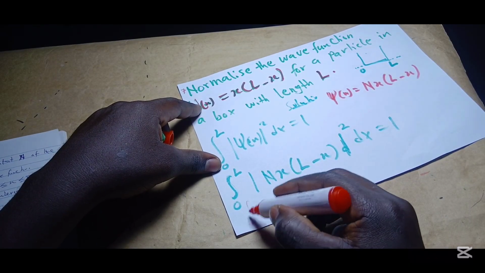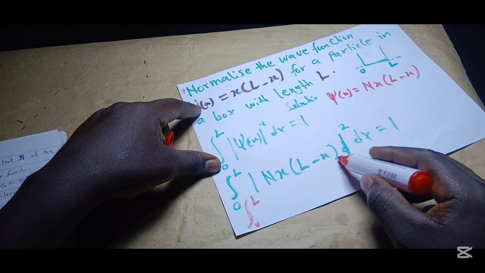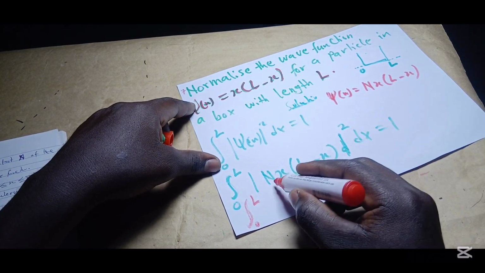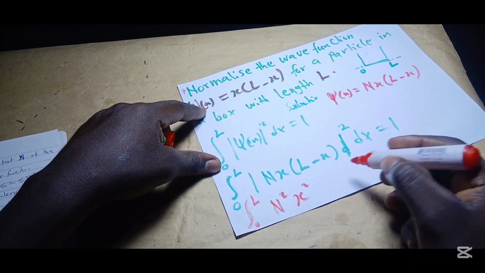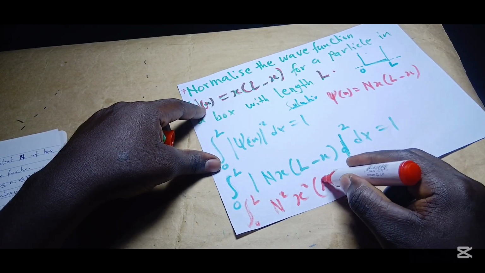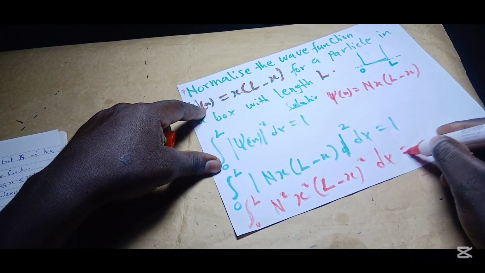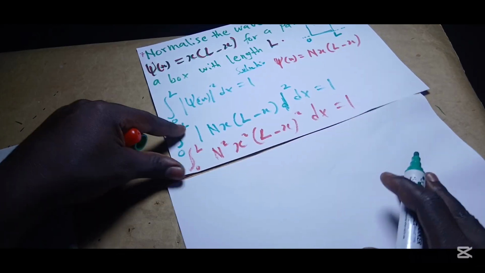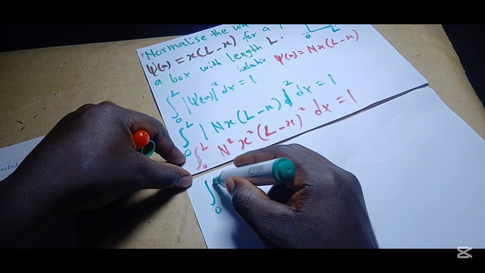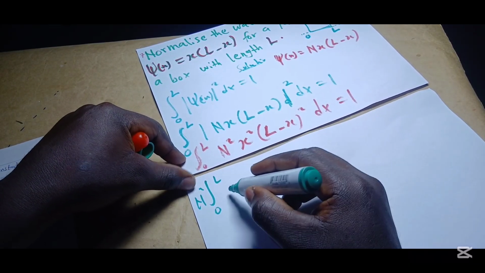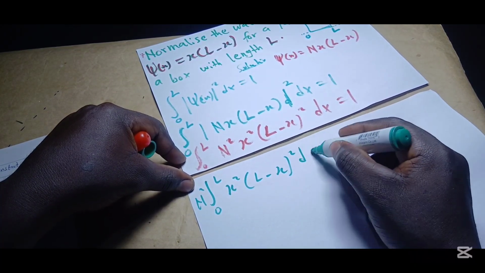So now let's square whatever is under the absolute sign. Squaring this whole thing, they've raised to the power 2. So n to the power 2 gives us n squared. x to the power 2 gives us x squared, all in brackets, L minus x to the power 2, dx equals 1. Since n is a constant, let's factor it out. So integral from 0 to L of n squared x squared, in brackets, L minus x to the power 2, dx equals 1.